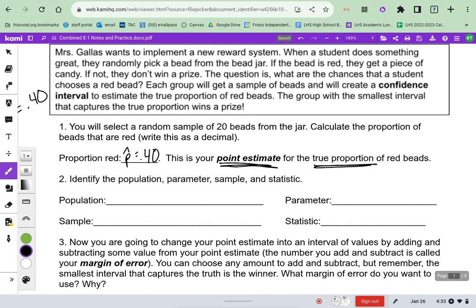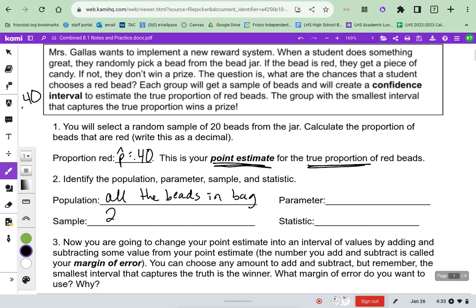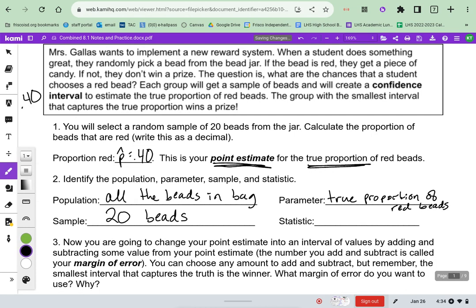So the population is all the beads in the bag. The sample was the 20 beads that I sampled. The parameter is the true proportion of red beads in the bag. And that's something that we don't know, which is why we have the p-hat, because we use the p-hat, the point estimate, to try and estimate the parameter. And the statistic is still the p-hat, so 0.4.